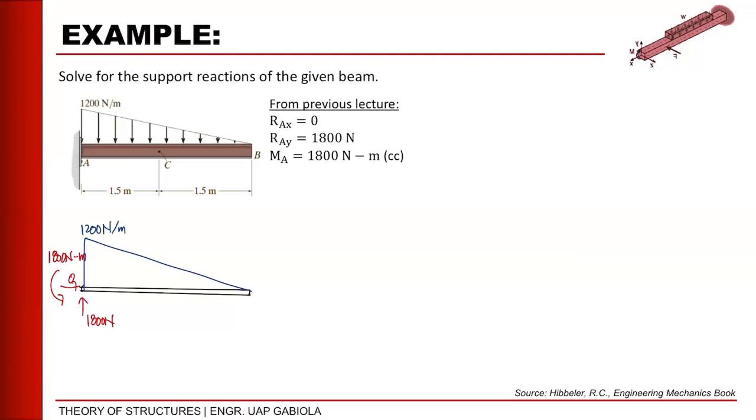Okay. Total length is the same. And then our consideration is point C again. Okay. So 1.5 and 1.5. So point A, point B. Okay. So again, we consider point C.